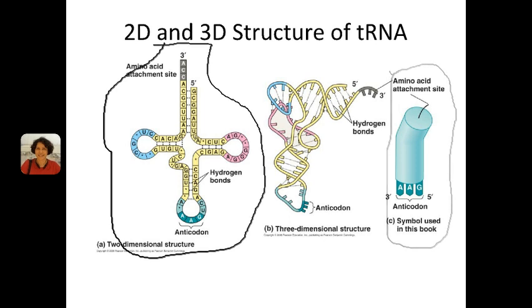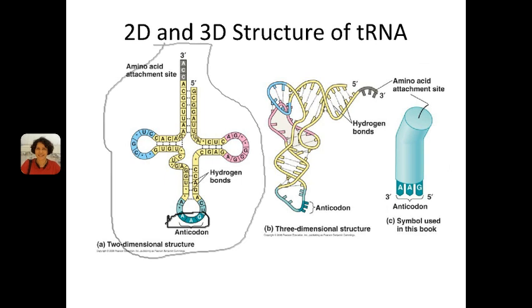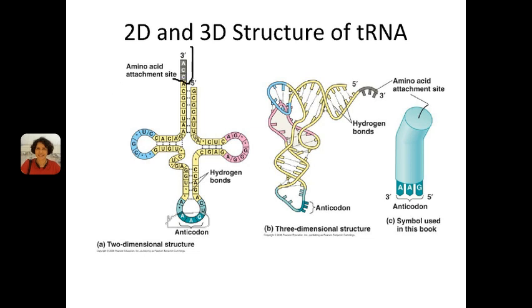We see the anticodon over here. In this case it's AAG, but the anticodon is going to be different depending on what codon it's going to bind to. So that's going to be varying. Then you've got the amino acid attachment site, the CCA, that you find on all of them.